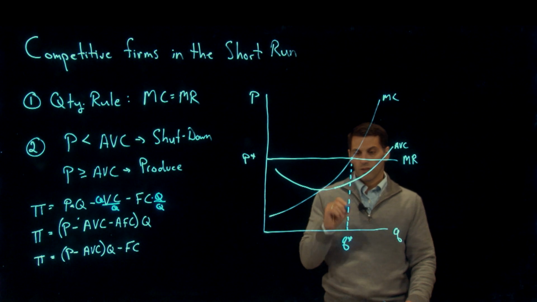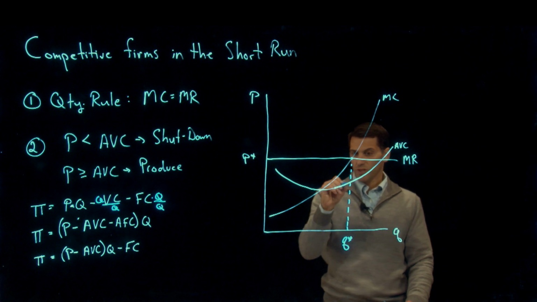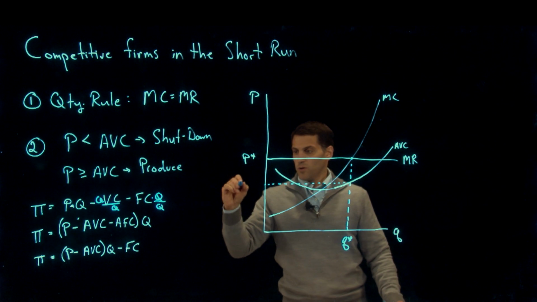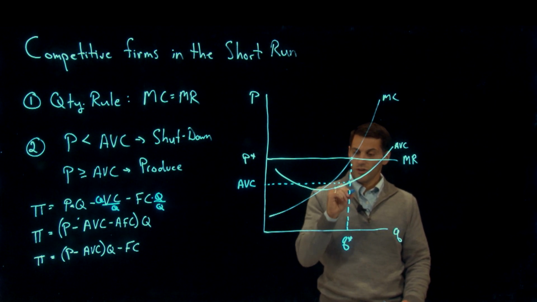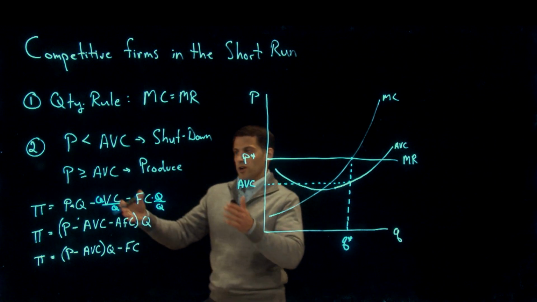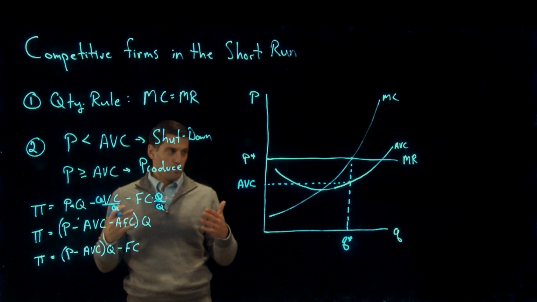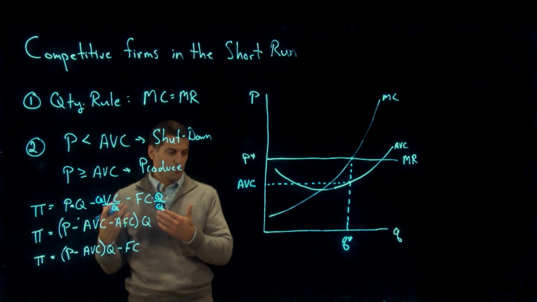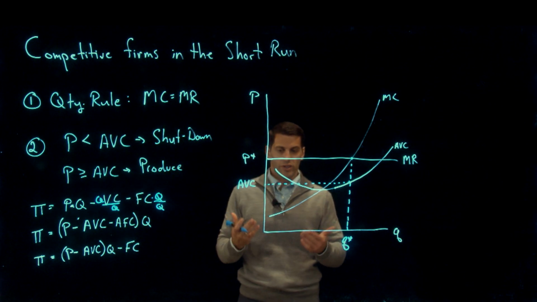Okay. And so what do we see here? Well, if you compare at this quantity, our price is up here at P star, but average variable cost is all the way down here. All right, so if we take a look at our shutdown rule, price is greater than average variable cost, so what we started off saying in this video is that the firm should produce. Now the question is, why? Why would this be the best way to go?